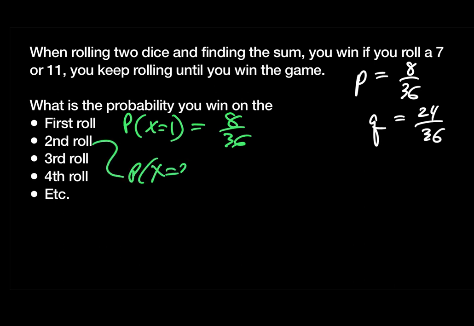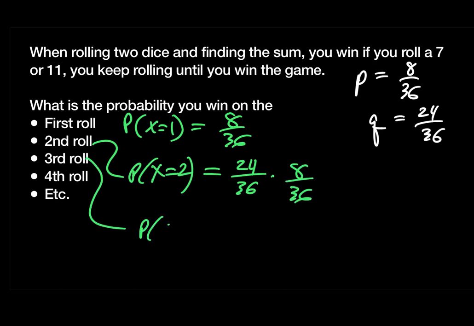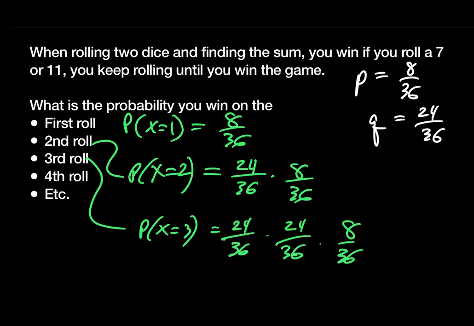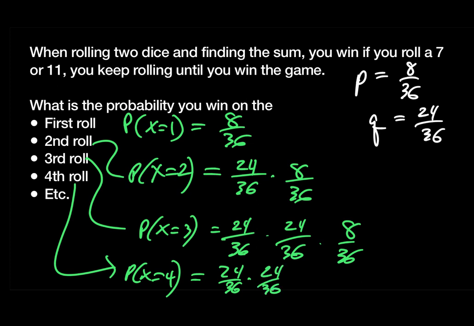Probability that x equals 2, that is that I win on my second roll. That meant my first roll was a failure, and then I had a winning roll. Third roll: first one's a failure, second one's a failure, third one's a win. Seeing a pattern? Probability that x equals 4, that my first winning roll is on the fourth roll: 24 out of 36, 24 out of 36, 24 out of 36, then I have 8 out of 36.